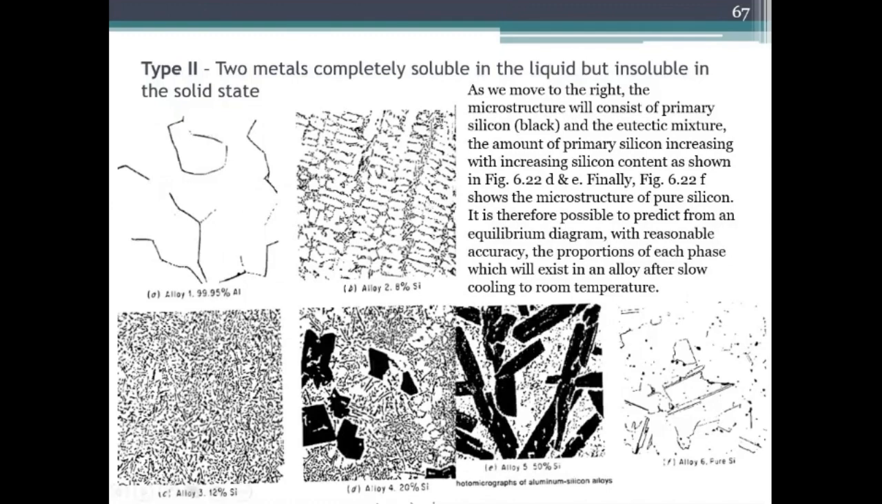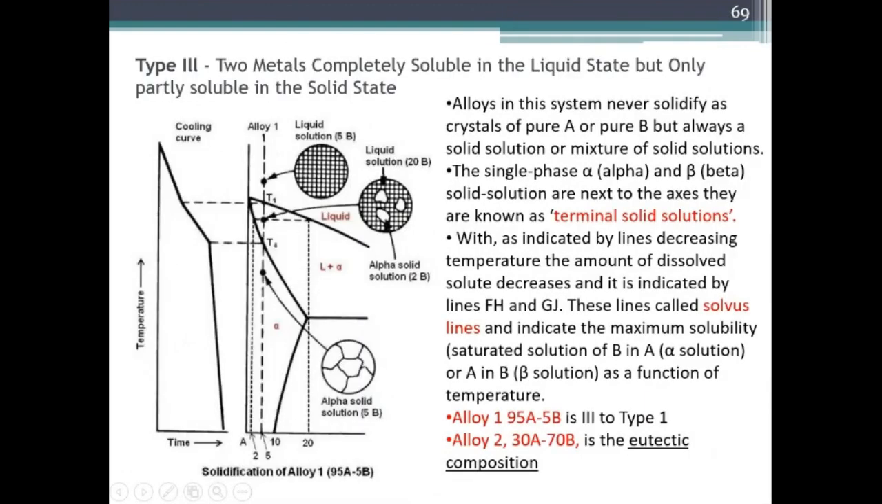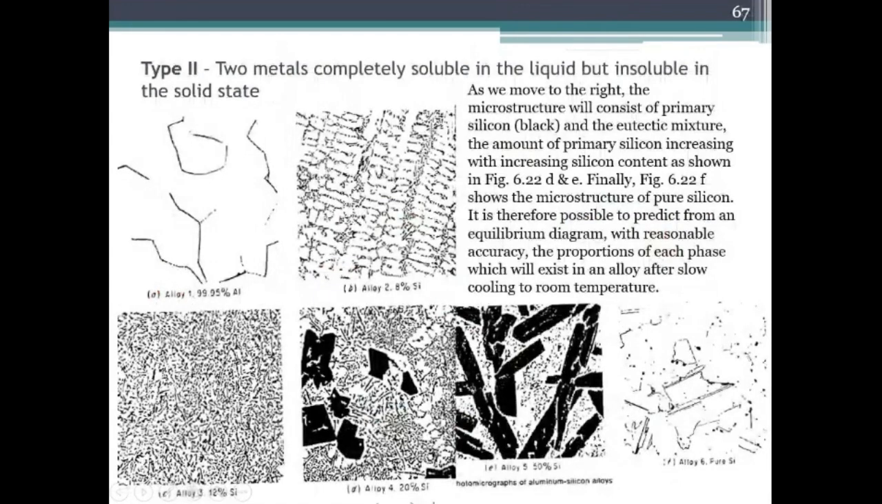And when the percentage changes, here if you see, it is completely aluminum only, but slowly we are adding silicon. In alloy 2, 2.8 percentage of silicon we have added, then 12, 20, 50, and almost pure silicon. When it is pure aluminum or pure silicon, you will be having only a particular element in it. But when you start adding another component, a mixture will start to form, that is, the eutectic mixture will be formed, with the primary silicon content continuously increasing.